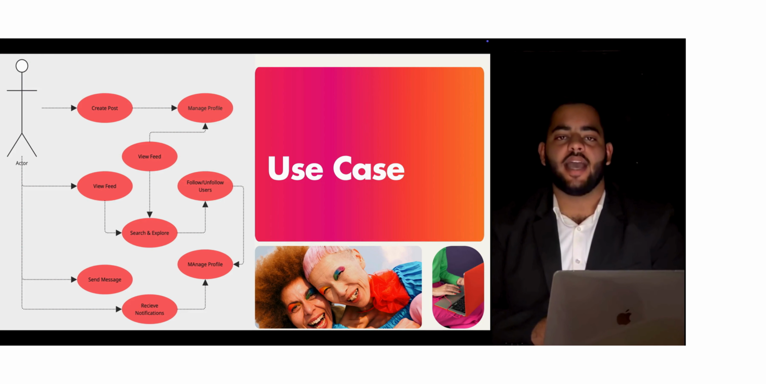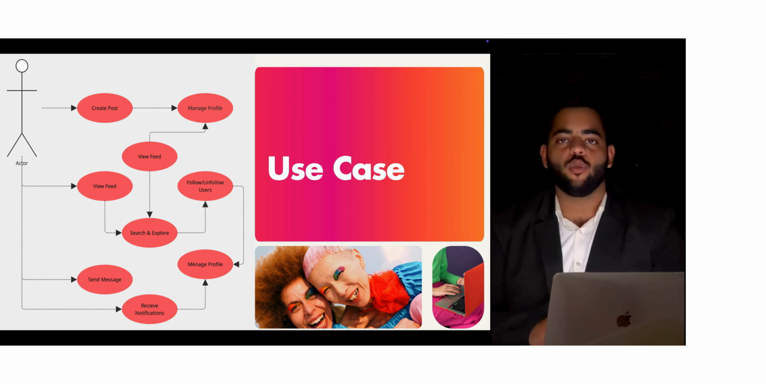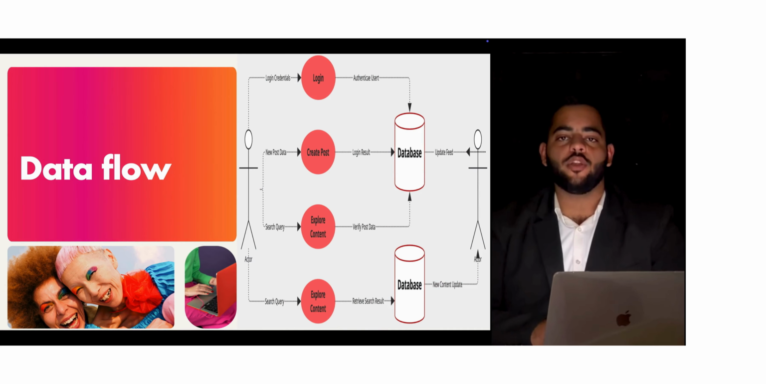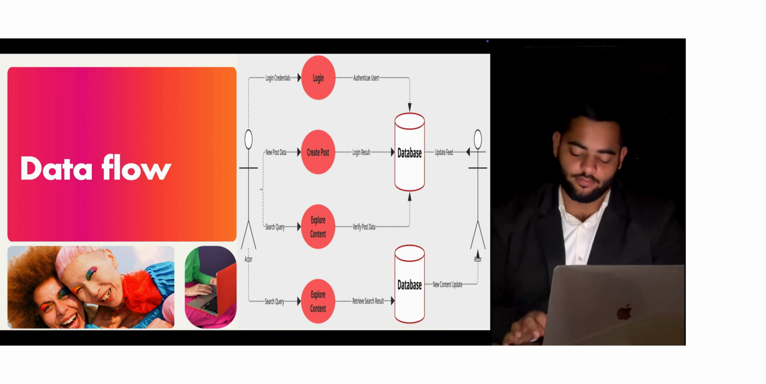Now, use case diagram. The use case diagram represents the interaction between the user and the system. It shows what actions a user can perform, such as creating a post, viewing the feed, sending messages, and managing the profile. Now, data flow diagram. The data flow diagram shows how data moves within the system. It explains how user inputs like login or post creation are processed and stored in the database, and how outputs like feed updates are generated.